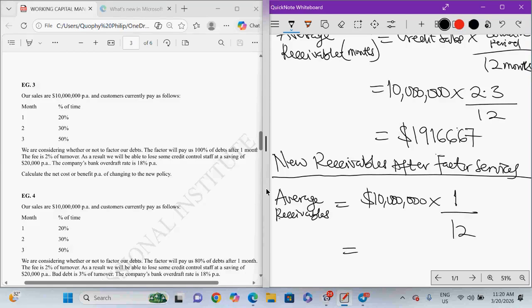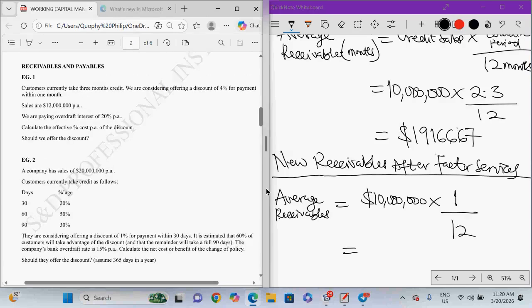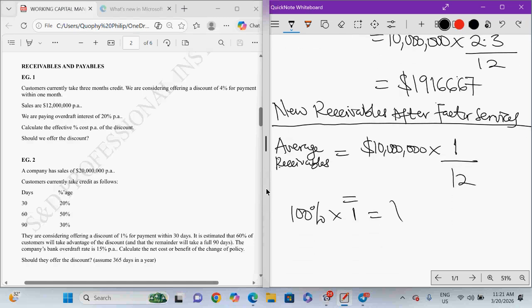You see the other ones, it will be a percentage. They will share the percent. The first one that we saw, it was 60% and then 40%. This one they are saying 100%. So we are using the entire 100%, right? So the entire 100% times 1 month, that is giving us what? 1. Right.